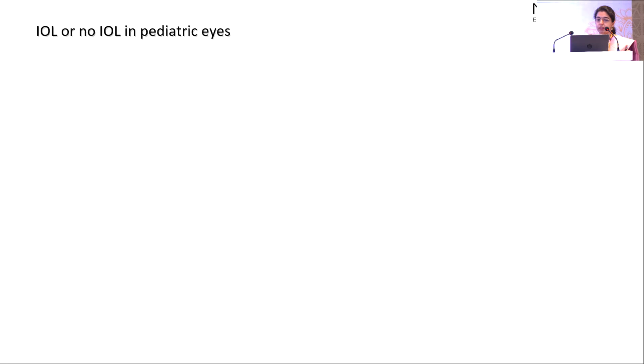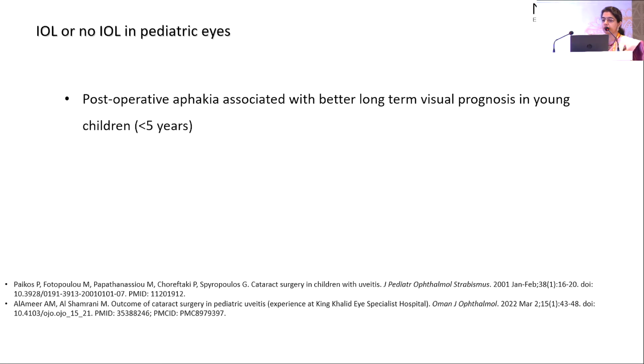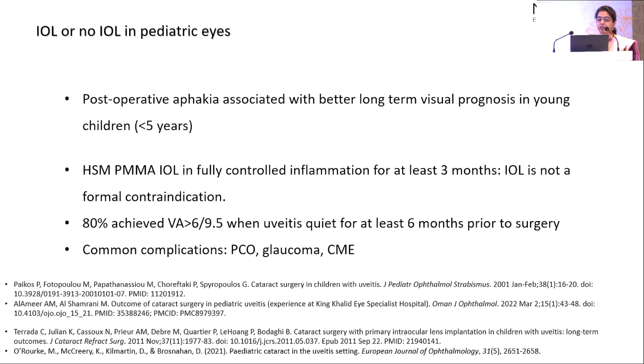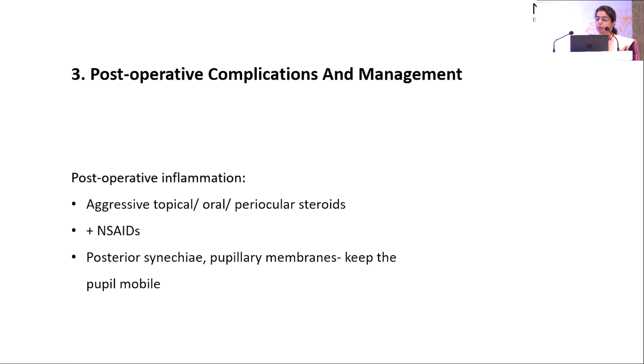Multifocals are best avoided. IOL or no IOL: post-operative aphakia is associated with better long-term visual prognosis in children less than 5 years. But there are studies which have shown that with good control, an intraocular lens is not a formal contraindication, and about 80% of eyes achieved a visual acuity of better than 6/9.5 when uveitis was quiet for at least 6 months.